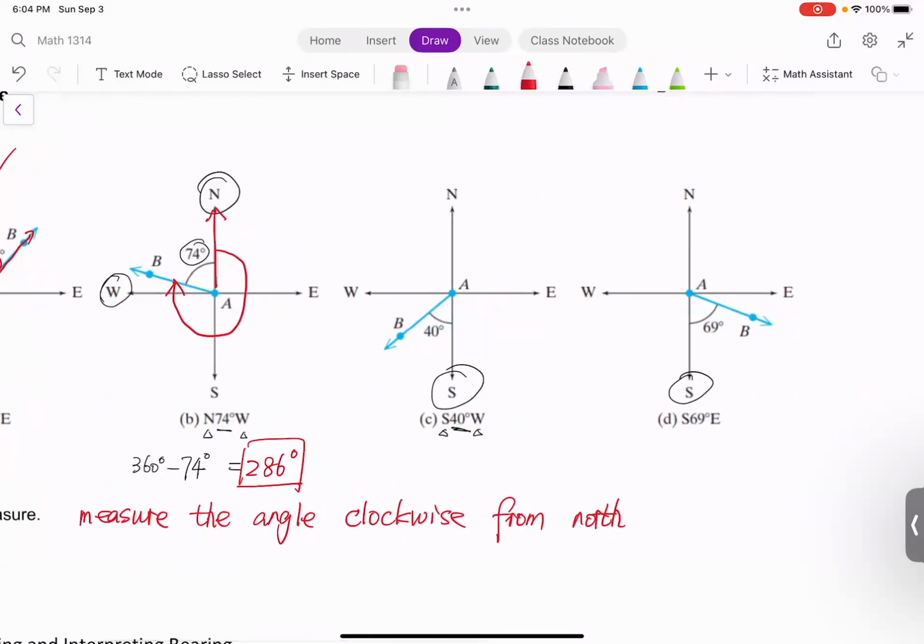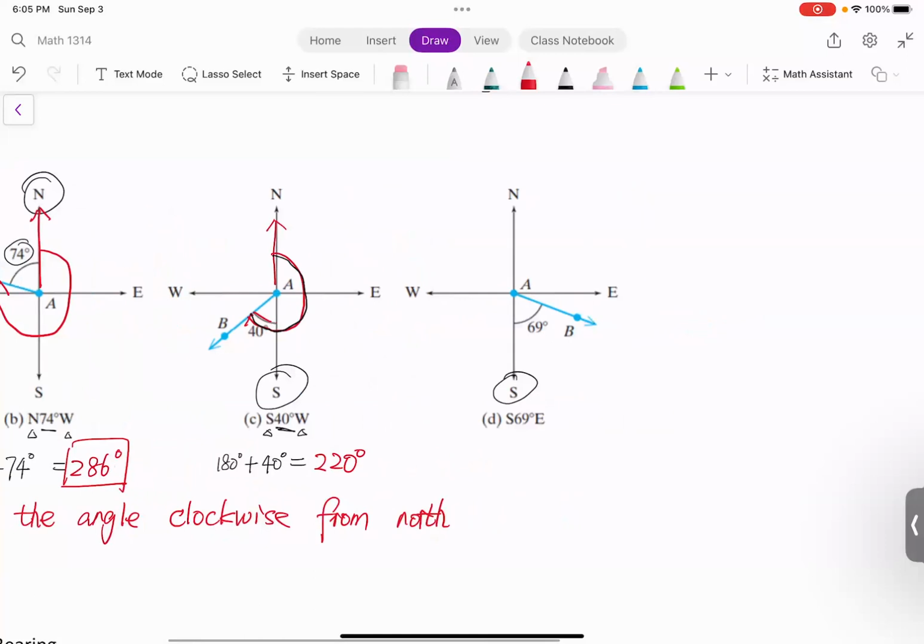How about the next one? I'm starting from the north and then doing the rotation here. What is the angle to describe the bearing? The half rotation from here to here is 180, plus 40. So I'm having 180 degrees plus 40 degrees. What is that? That's 220 degrees.